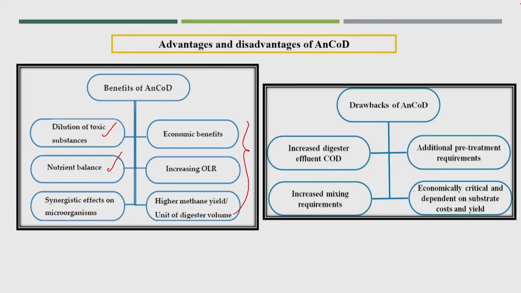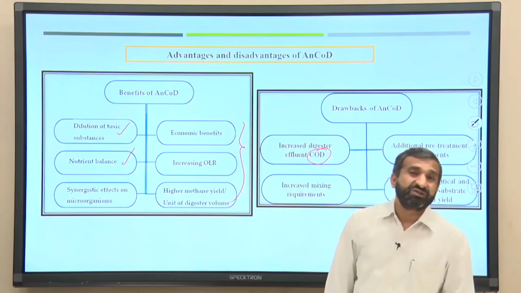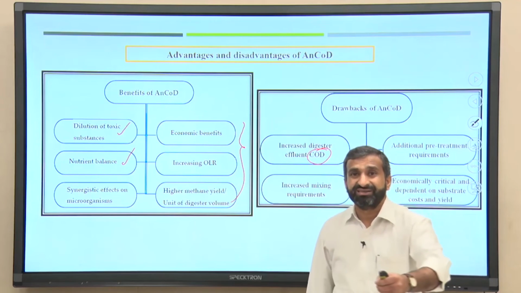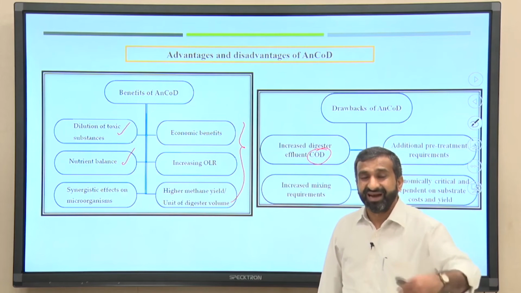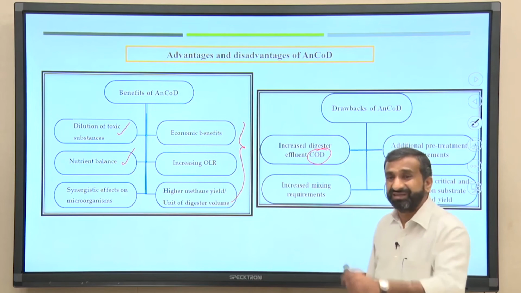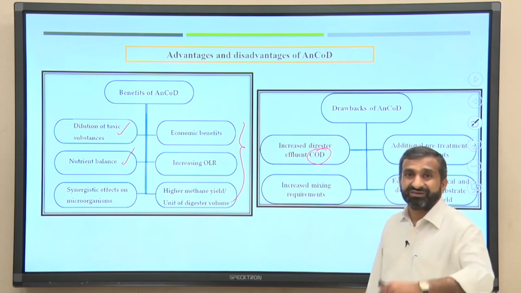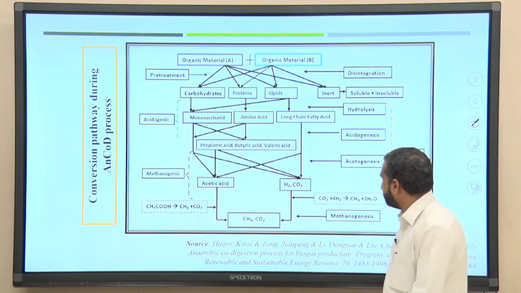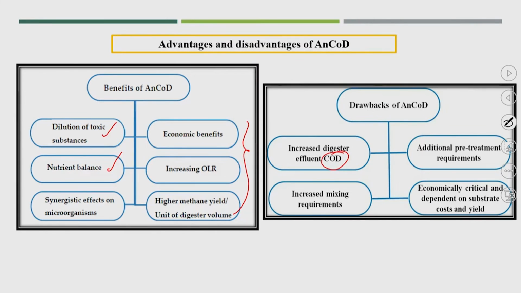So, what are the drawbacks? Drawbacks could be increased digester COD. Because when you are adding even cow dung or any other nitrogen rich organic matter into the reactor, it is not only nitrogen you are adding, but also carbon into the particular mass. So, obviously, your total chemical oxygen demand will also increase, and also the mixing requirement increases, because both have to be mixed properly. So, there also you will require energy.